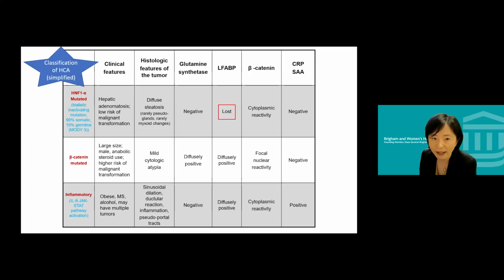The second category of adenoma we are very familiar with, which is beta-catenin mutated adenoma, and this happens more often in men, larger mass with some degree of cytologic atypia. We all know that beta-catenin would show nuclear positivity in these lesions, but I think it's worth emphasizing that the nuclear positivity tends to be very focal, only involves a handful of cells, but glutamine synthetase is actually a much better surrogate marker for beta-catenin pathway activation.